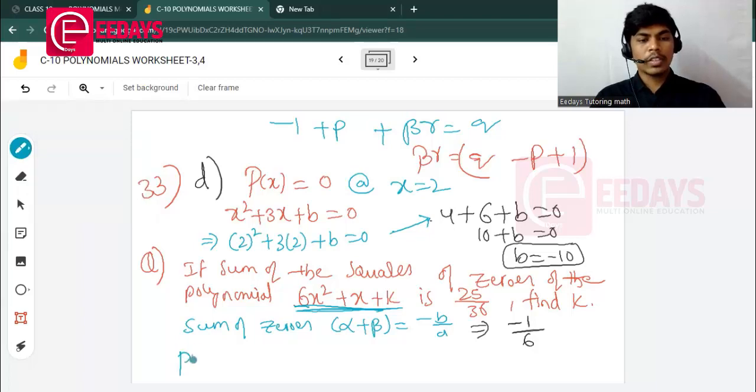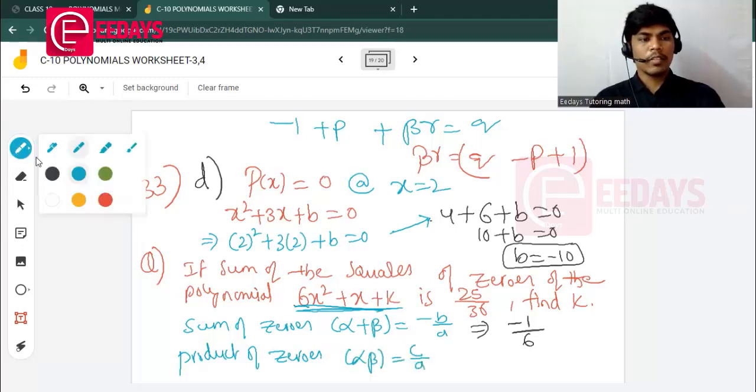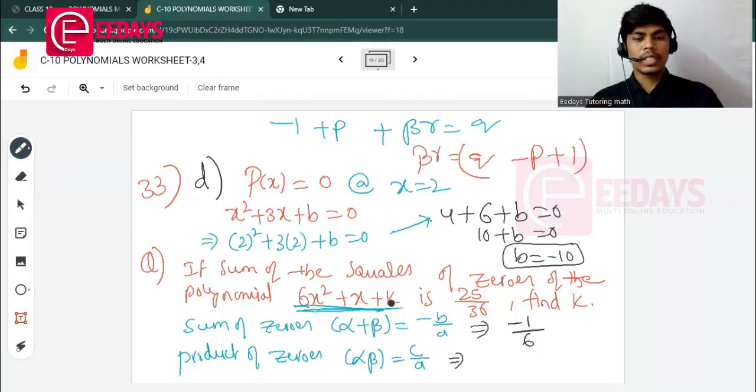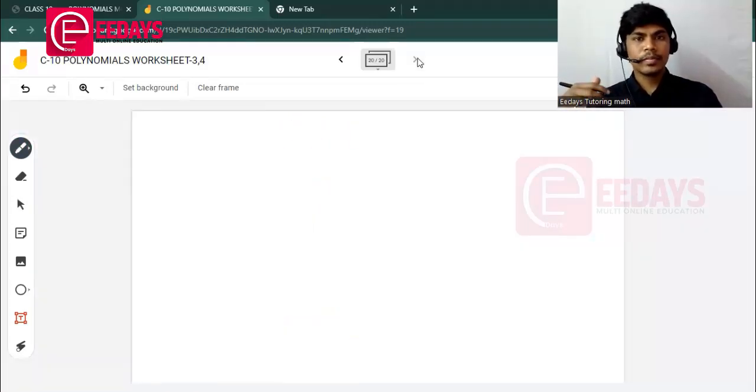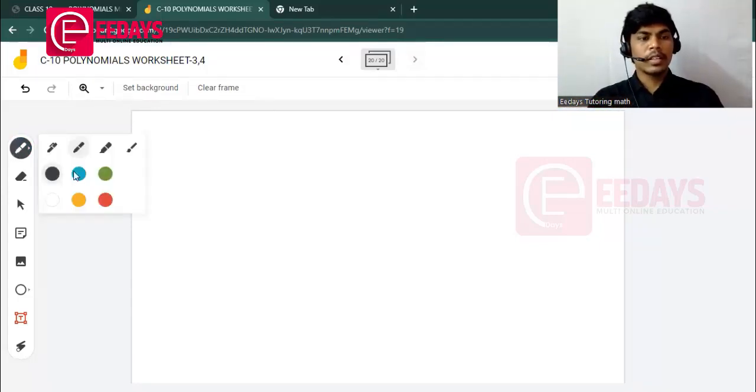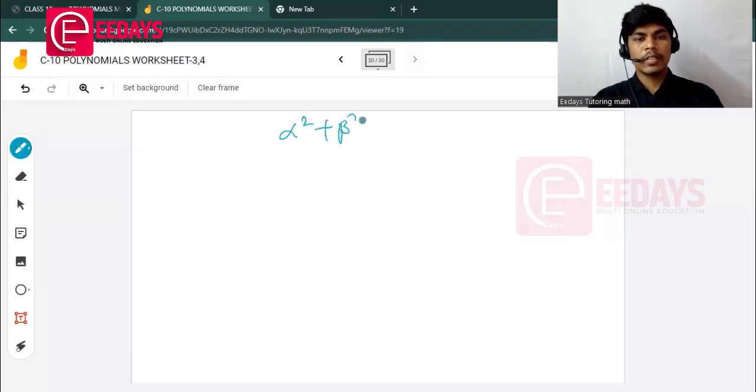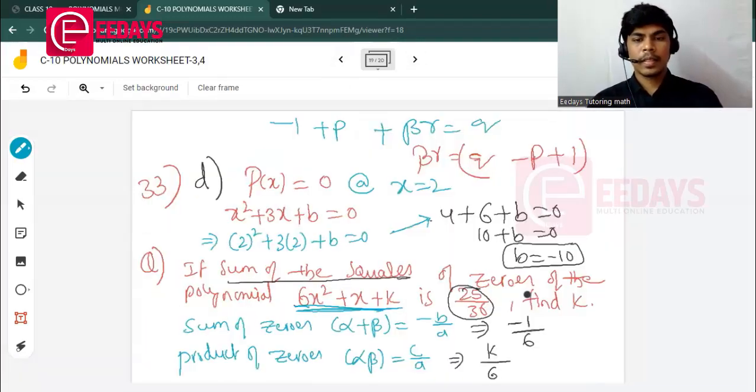And product of zeros, alpha beta, is equal to c by a. So c here is k, and a here is 6. So k by 6. According to the question, observe carefully. If sum of squares of the zeros is 25 by 36, what does that mean? Sum of squares is nothing but alpha square plus beta square is equal to 25 by 36, they have given. I hope you understand.